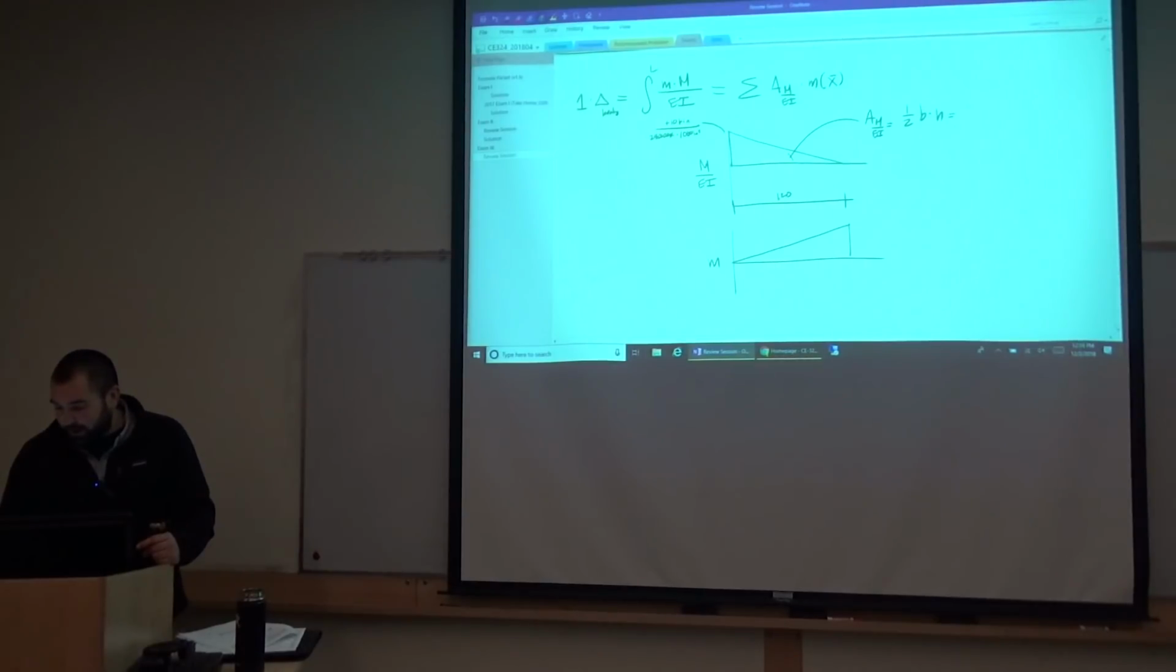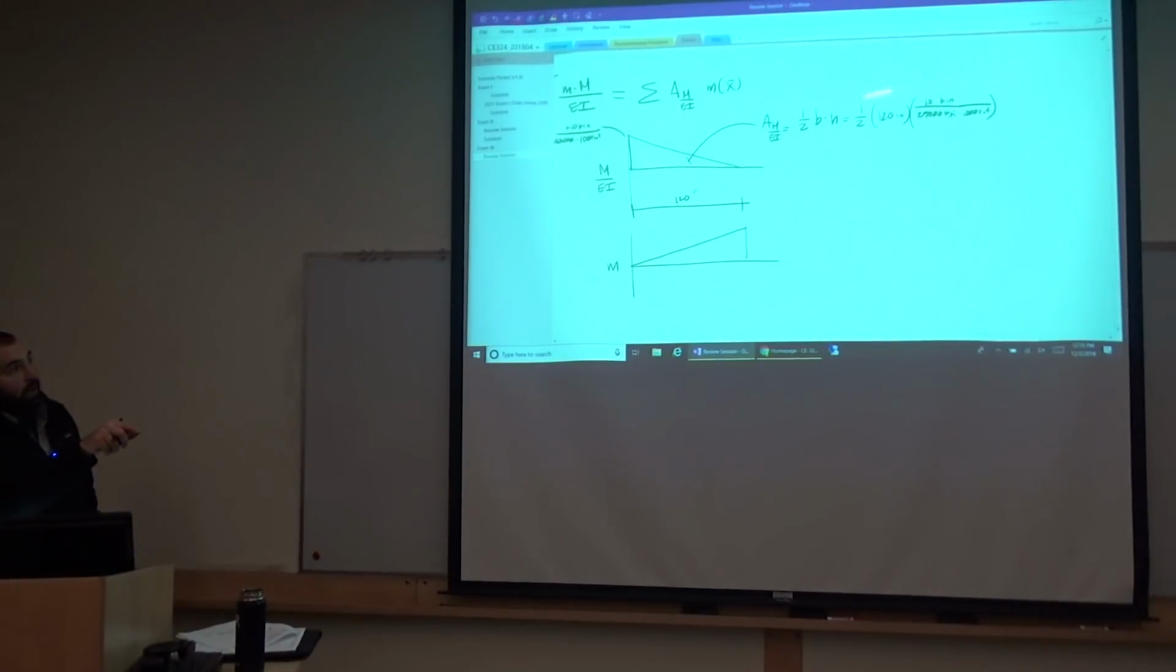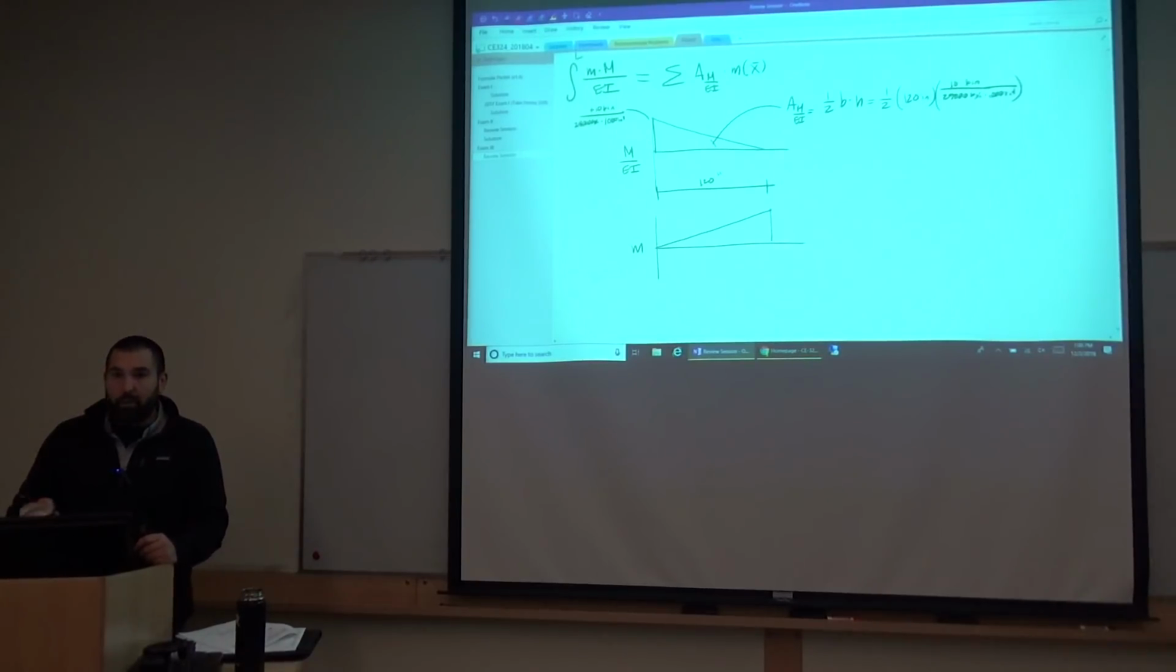So if I plug in the values, it would be 1/2 the width, the length of that triangle is 120 inches, and the height would be 10 kip inches divided by 29,000 KSI times 1,000 inches to the fourth. So that's the area. It's just a triangle, and so calculating that area is really easy. And now I need to multiply this value, A over EI, times some property of this virtual moment triangle. The way that we do that is we need to find m of x bar.